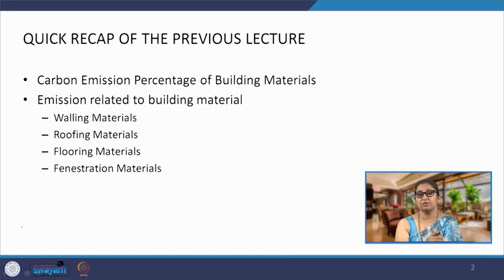Now, what we have seen in the previous lecture and almost the entire week of lectures before that is that we have been looking at different strategies of building design and construction to reduce the emissions. So, we looked at passive design strategies, advanced passive design strategies, natural ventilation and daylighting strategies. Now, all these were actually going to impact the operational energy, the scope 2 emissions directly.